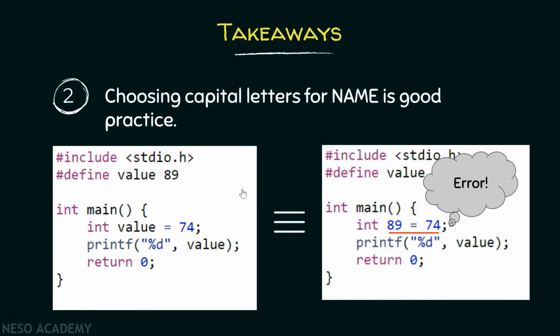Suppose you have a big file with lots of lines of code and somewhere you declare a variable with the same name as a macro. Then in that case you get an error and finding the error is very difficult.